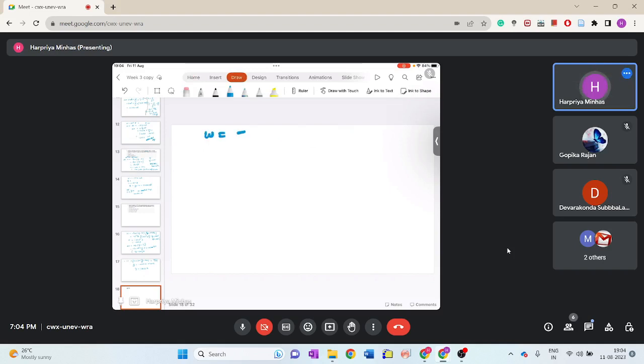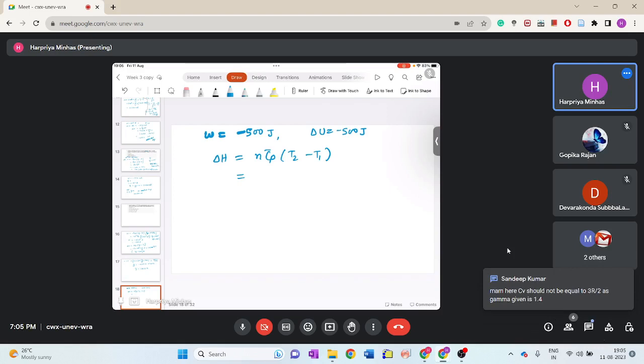Now W we calculated is 500 joules, and our del U is equal to minus 500 joules by keeping Q equal to 0 and then getting this del U. So now calculating the del H, that is n Cp into T2 minus T1. Now putting all the values over here and just calculate the value.